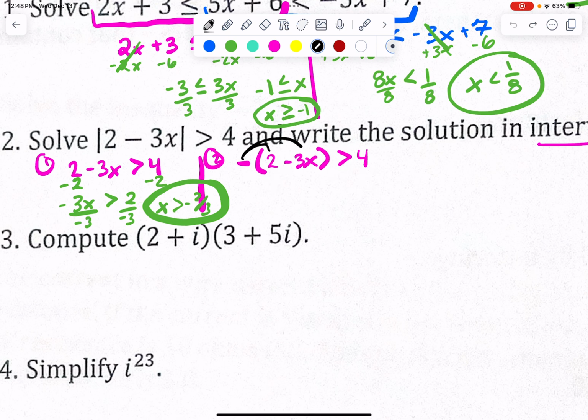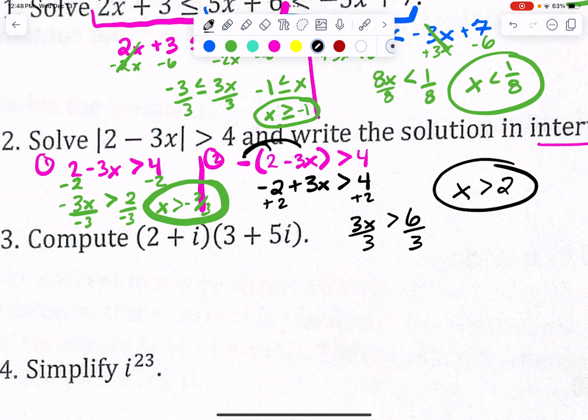Here's what I'm going to do. I'm going to distribute through the negative, and here's why. This x is already negative, so now I have turned him positive. I don't have to flip my sign, and now I just go ahead and solve. I'm going to add the 2. So 3x is greater than 6. Divide by 3. X is greater than 2. And that's what he is.